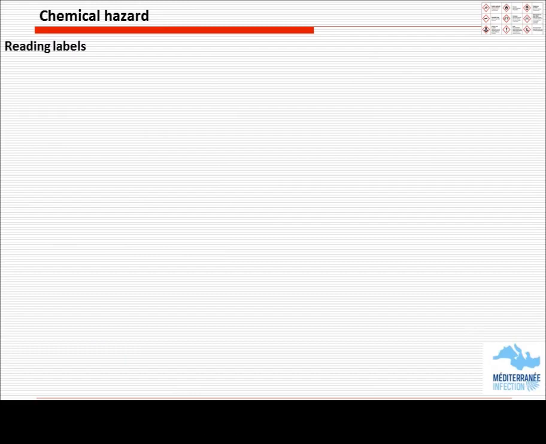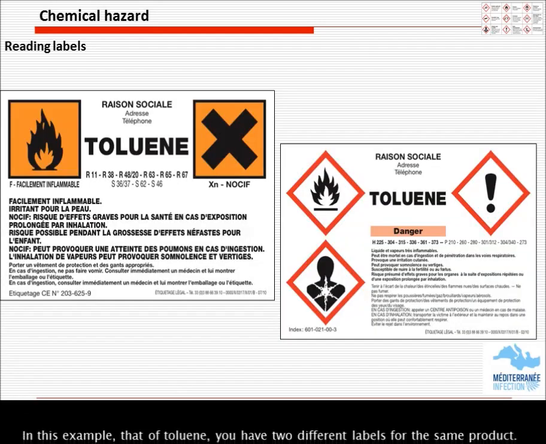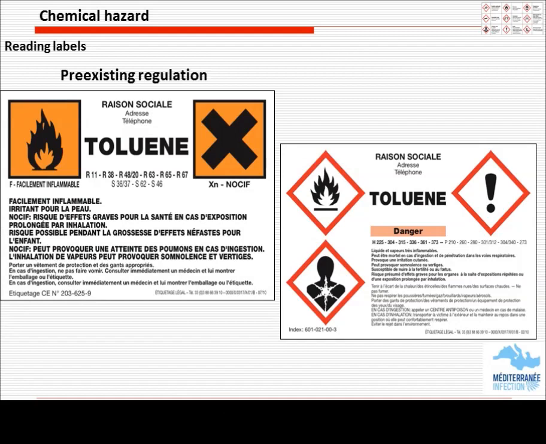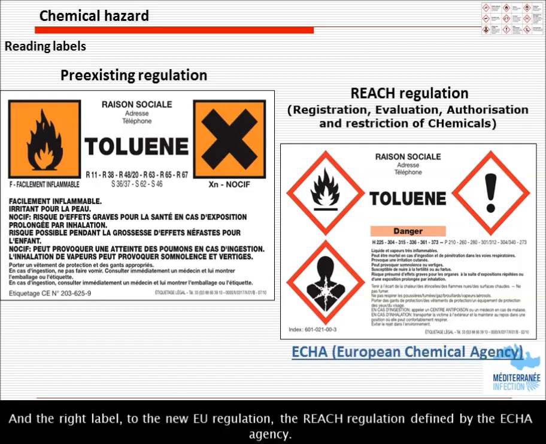The first source of information when you want to use a chemical is its label found on its packaging. In this example, that of toluene, you have two different labels for the same product. The label on the left corresponds to the pre-existing regulations. And the right label, to the new European Union regulation, the REACH regulation defined by the ECHA agency.